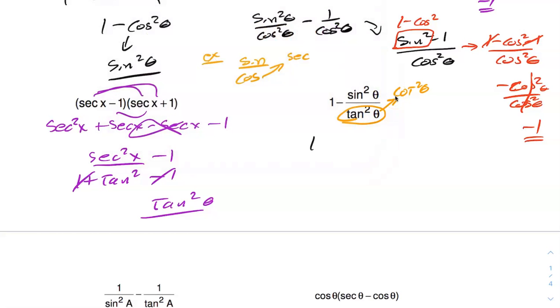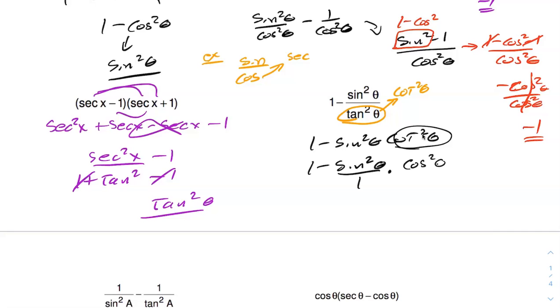So let me rewrite it, and then we'll simplify it. So 1 minus sine squared theta, cotan squared theta. Remember, I don't like to change my signs. Cotan, though, what is that? Tan is sine over cosine, so cotan is cosine over sine. And when we do a fraction, I always put a 1 over the other thing, so I know it's on top.